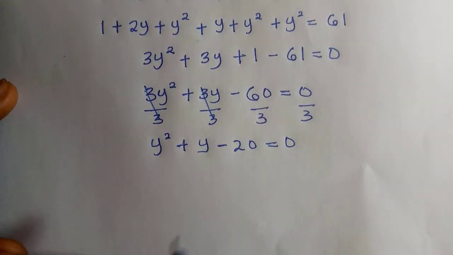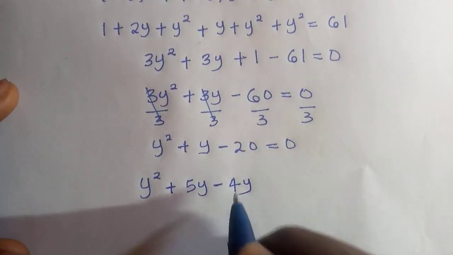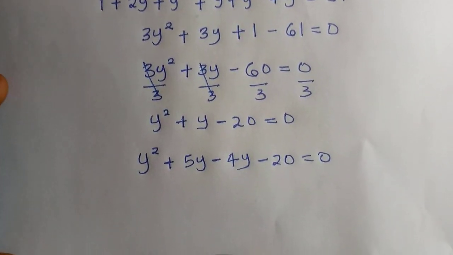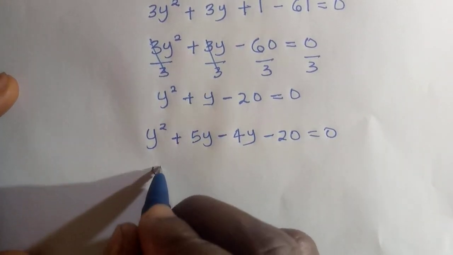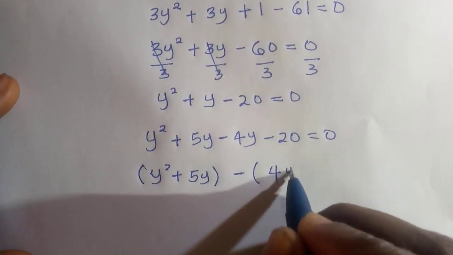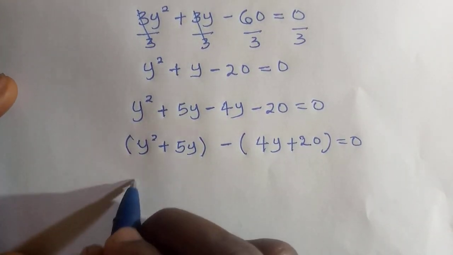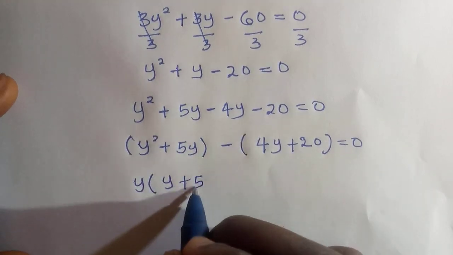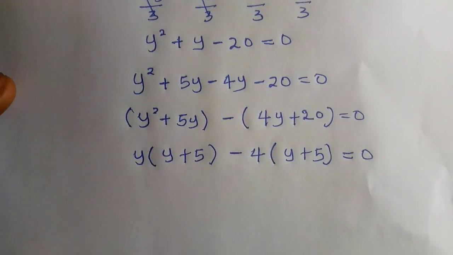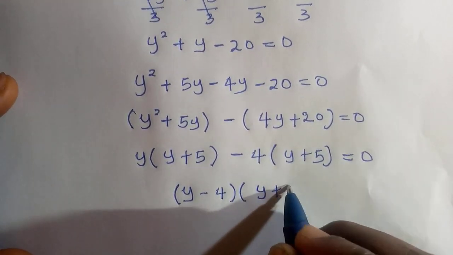We can factorize this, because the factors are y squared plus 5y minus 4y. So 5 minus 4 is 1, and 5 times minus 4 is minus 20. So we have y squared plus 5y minus 4y minus 20 equals 0. Next we have the combination: y squared plus 5y, in bracket, minus open bracket 4y plus 20, equals 0. So y is common. We take it out and we are left with y plus 5, minus, by taking 4 out, we are left with y plus 5. So combining y and minus 4, we have y minus 4, open bracket, y plus 5.